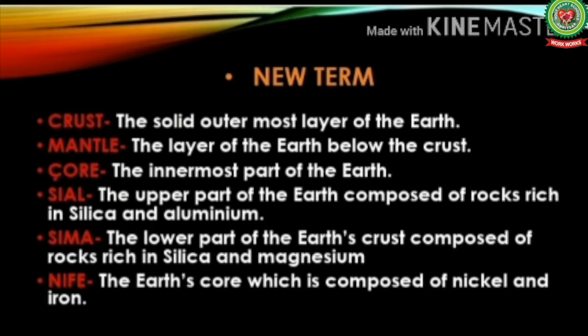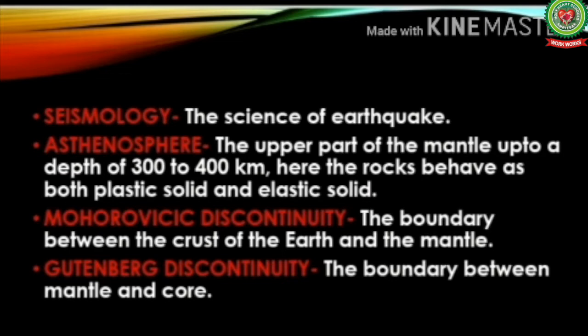Number 4, Sial, the upper part of the Earth's crust composed of rocks rich in silica and aluminium. Number 5, Sima, the lower part of the Earth's crust composed of rocks rich in silica and magnesium. Number 6, Nife, the Earth's core which is composed of nickel and iron. Number 7, Seismology, the science of earthquakes, or we can also say the study of earthquakes.